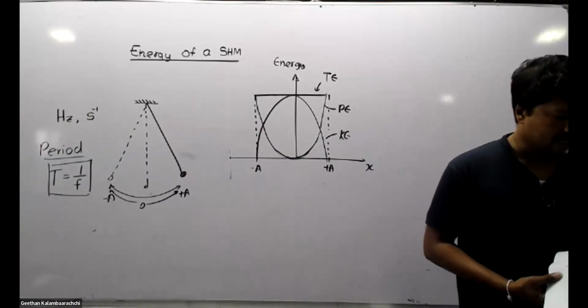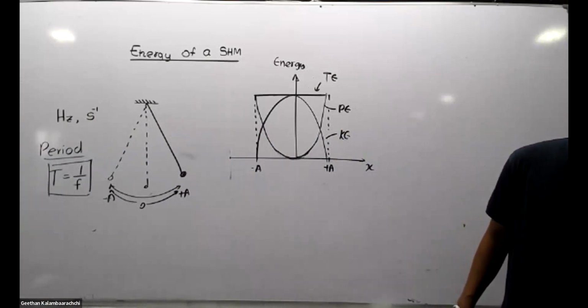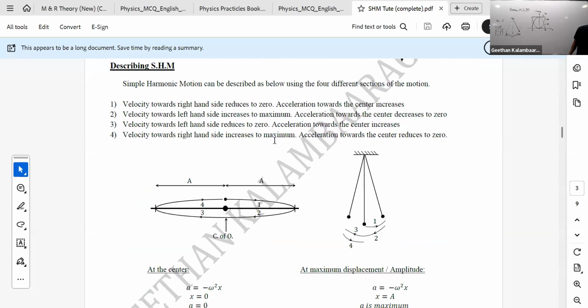Right, so go there, describing simple harmonic motion. Right, what do you have here? Two diagrams. One diagram is an object which performs simple harmonic motion on a straight line, and the other is the pendulum example.